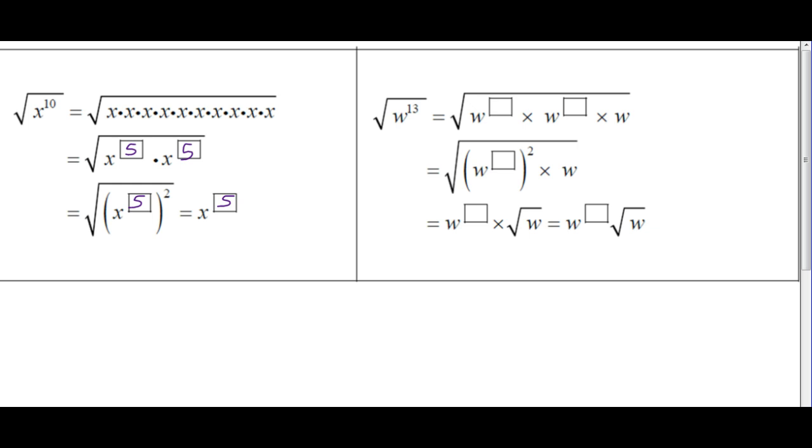So again, what are we going to do here? W to the 13, that's an odd power. So I'm going to take away one of the w's. That means that I have to get w to the 12th. Can I write that as a square? Yeah, because half of 12 is 6. So it's 6, 6. That's w to the 6 squared. So the square root of w to the 6 squared is w to the 6th, times the root of w, which is w to the 6th root w.